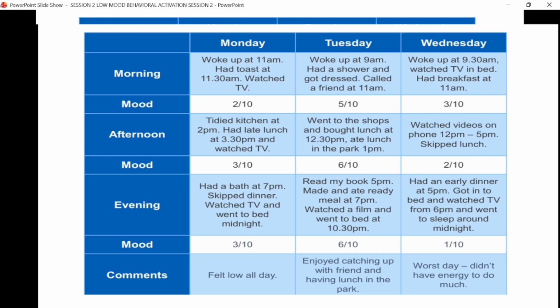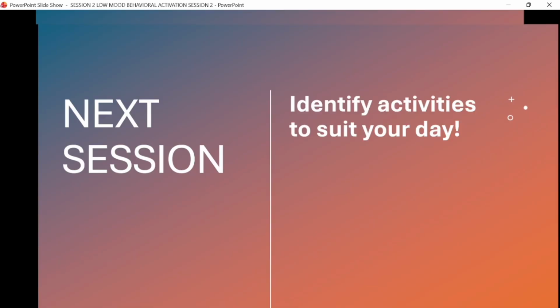I hope it makes sense that you can create your baseline diary in this way. And in the next session, we will identify activities that suit your day. And identifying activities can be quite tricky because it also depends on your capability, opportunity, and motivation. So this is a COM-B model, which is often used in behavior change interventions. And COM-B is one of the most powerful tools that we use in behavior change activations.